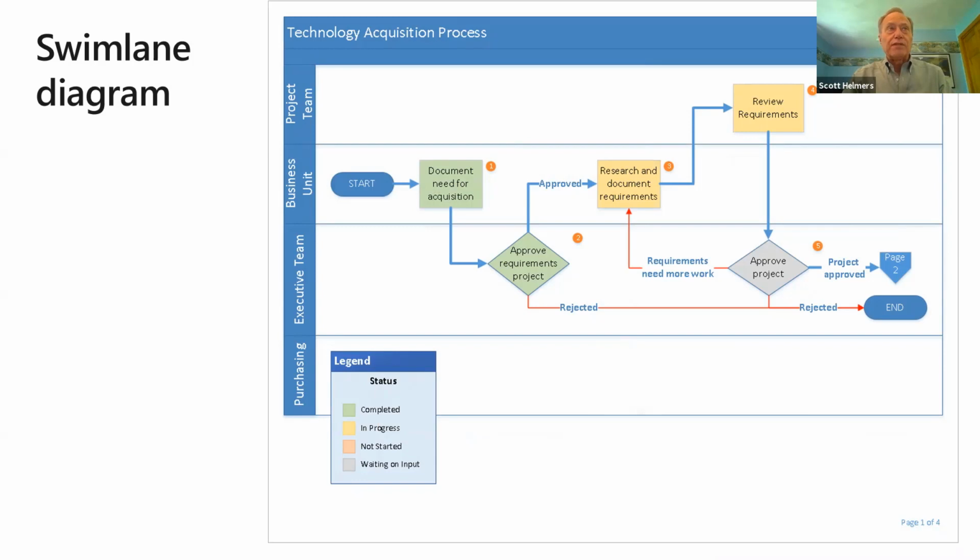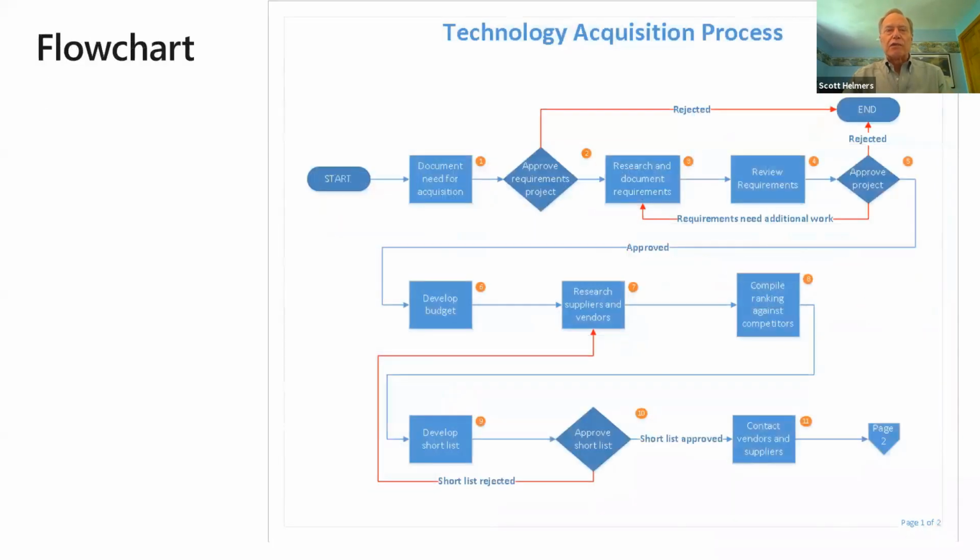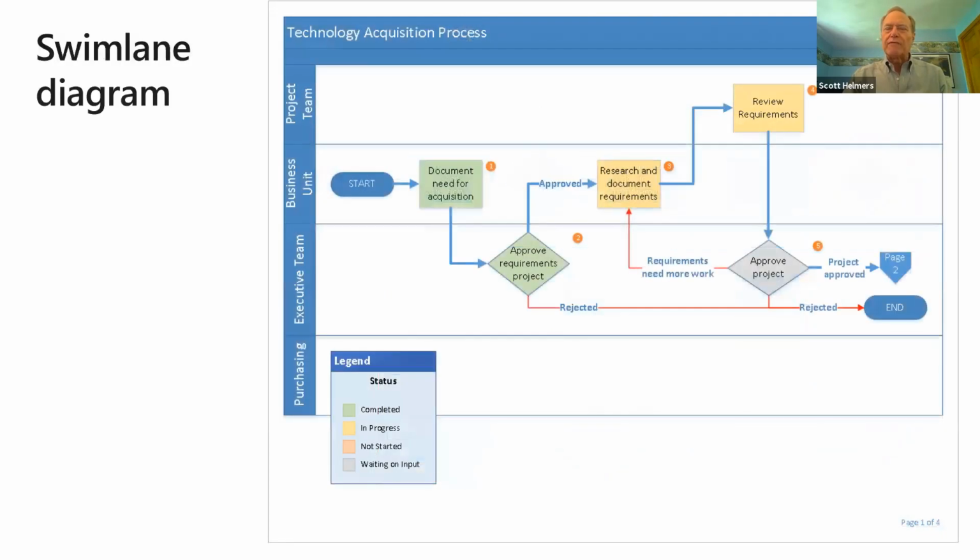As a quick example, in this particular process, for a process by which a company evaluates and acquires technology to solve a business problem, the flowchart version, 20 some odd steps, happens to be 2 pages. The Swimlane version takes 4 pages for just the reason I mentioned.